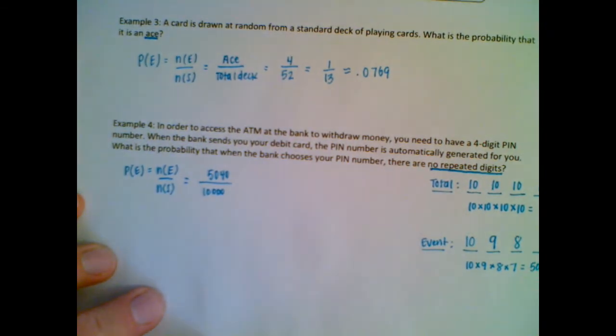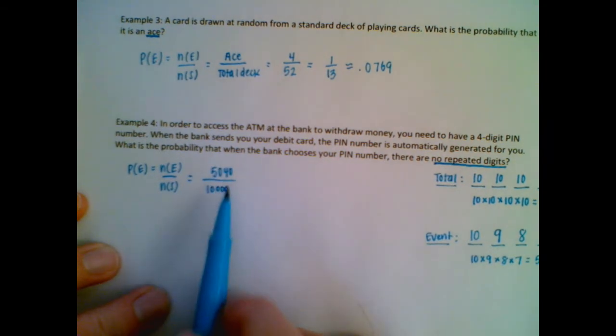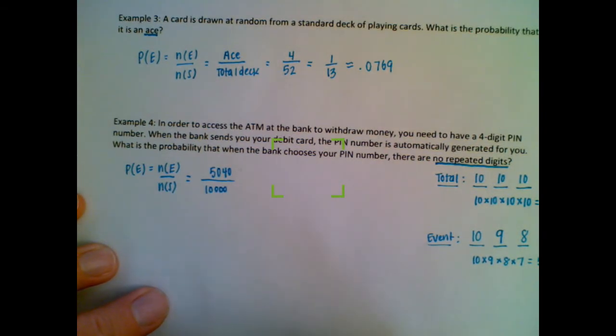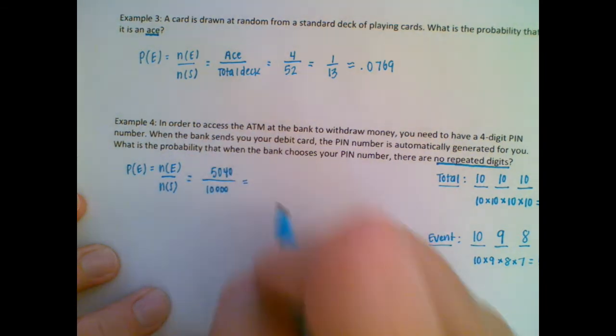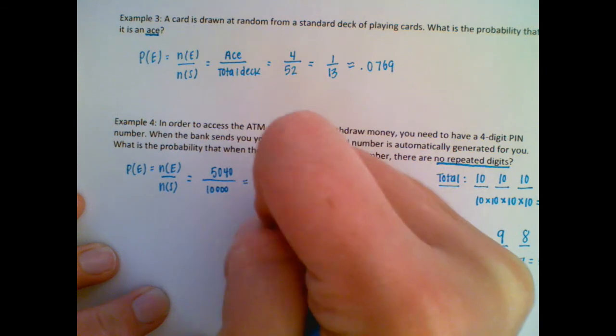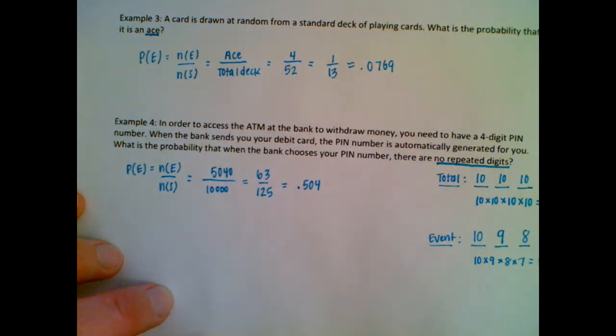So the probability that my bank is choosing a PIN number with no repeated digits is going to be 5,040 over 10,000. And I'm going to go ahead and simplify that fraction, which is going to be 63 over 125, which in decimal form is 0.504. So there's my probability.